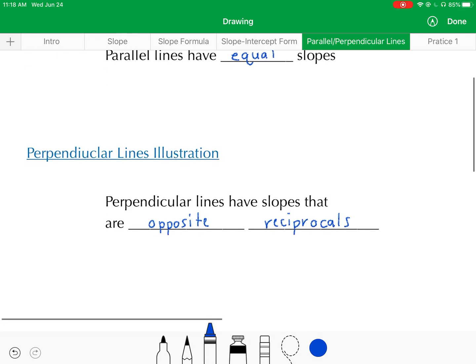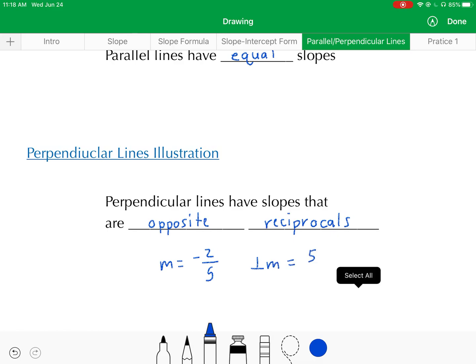Okay, so let's drive that home further. Let's say one of our lines has a slope of -2/5. Then the perpendicular line would have to have a slope of +5/2. So I changed the sign and I switched the numerator and the denominator.